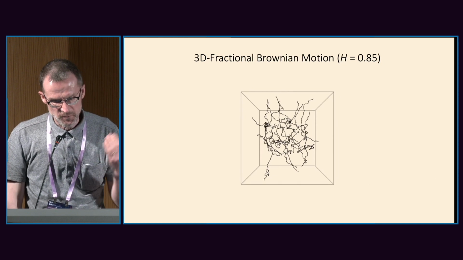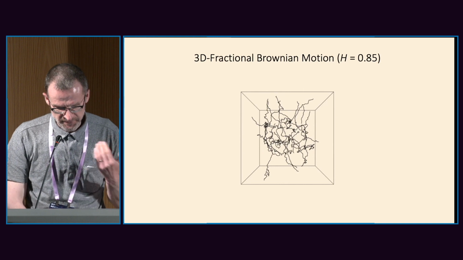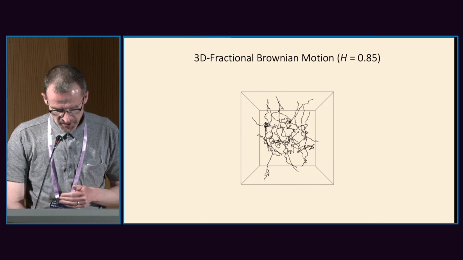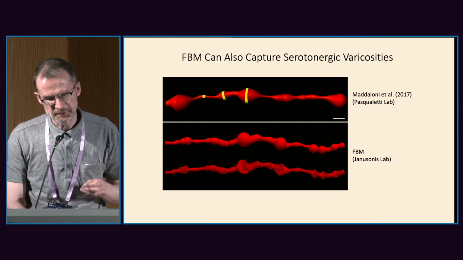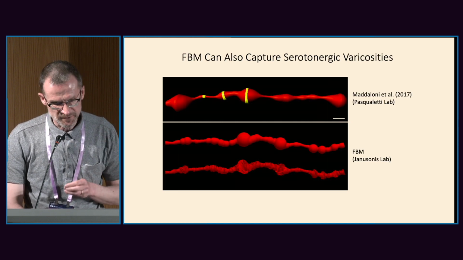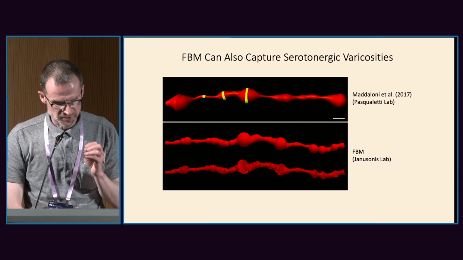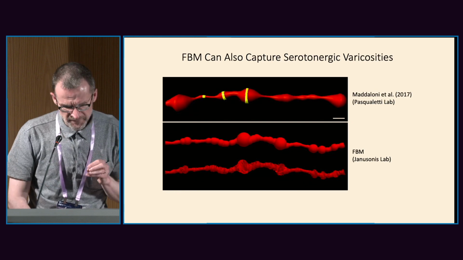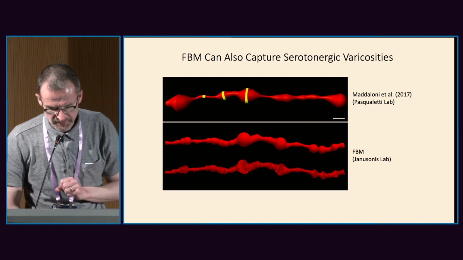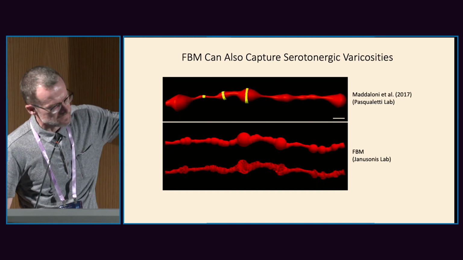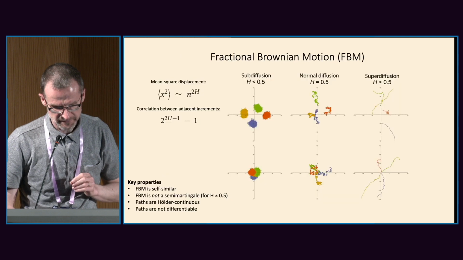Those of you who have worked with the serotonin fibers would recognize that it looks similar to what these fibers are. In addition to that, we can capture serotonin varicosities in the same exact model. This has not been published yet, but it doesn't take much to model those varicosities as well. Top is Massimo Pasqualetti's lab, and that's an experimental mapping, and the bottom is the model result.